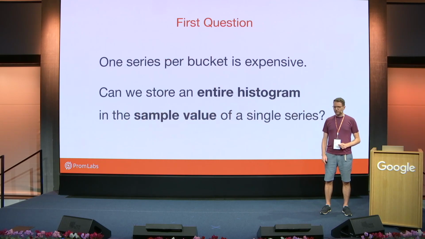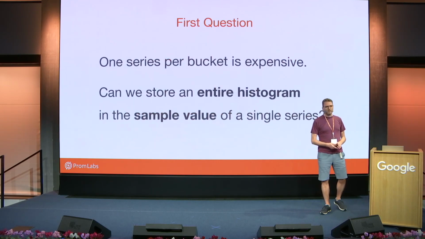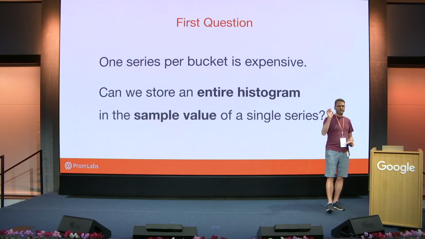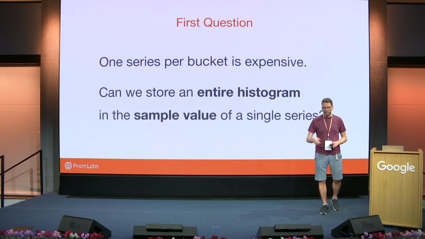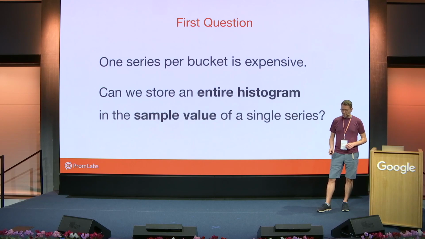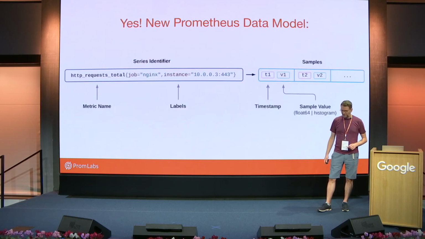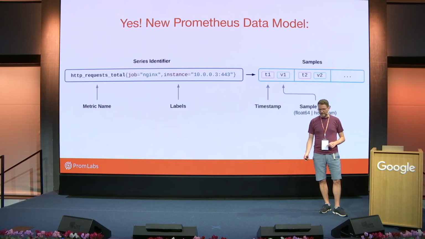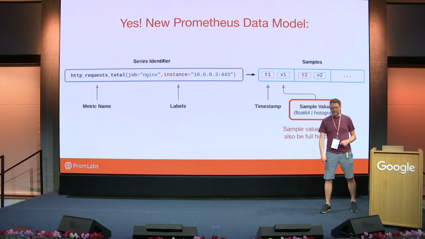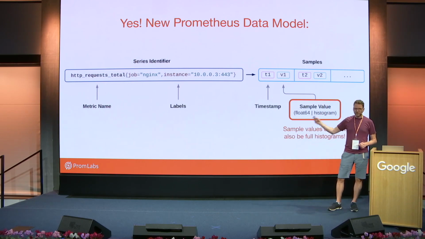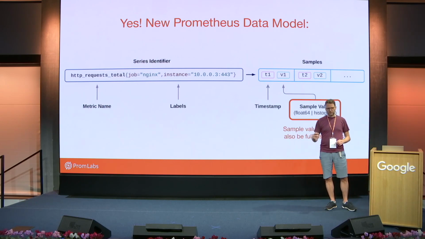The first question here was, okay, this one series per bucket is kind of ludicrous. Can we maybe just put an entire histogram in a single sample value in Prometheus? That's the first thing that was done. So now the TSDB data model in a single sample value supports that. It can either be a 64-bit float or an entire histogram, including the sum and counts and not just the buckets.